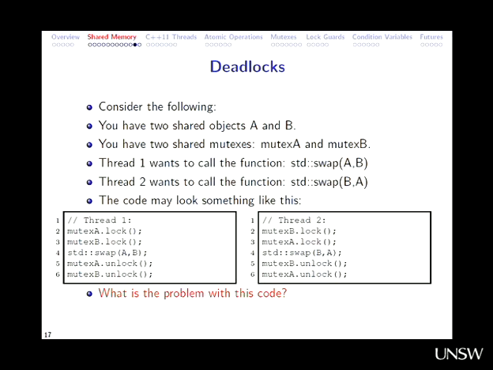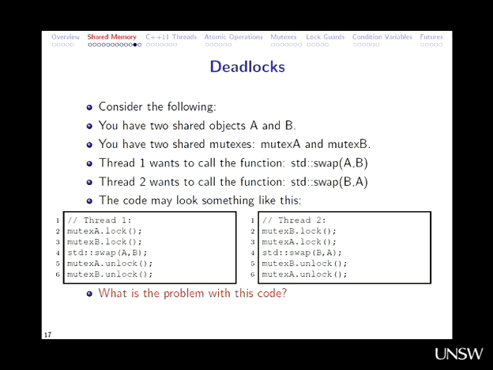The code might look like this on the screen. You call mutex A lock, you call mutex B lock, then you call std::swap on A and B, and you unlock the mutexes. Thread 2 might do exactly the same thing, but because it wants to swap in the opposite order, it locks B first, locks A, calls swap, and unlocks both. What's the problem with this code?